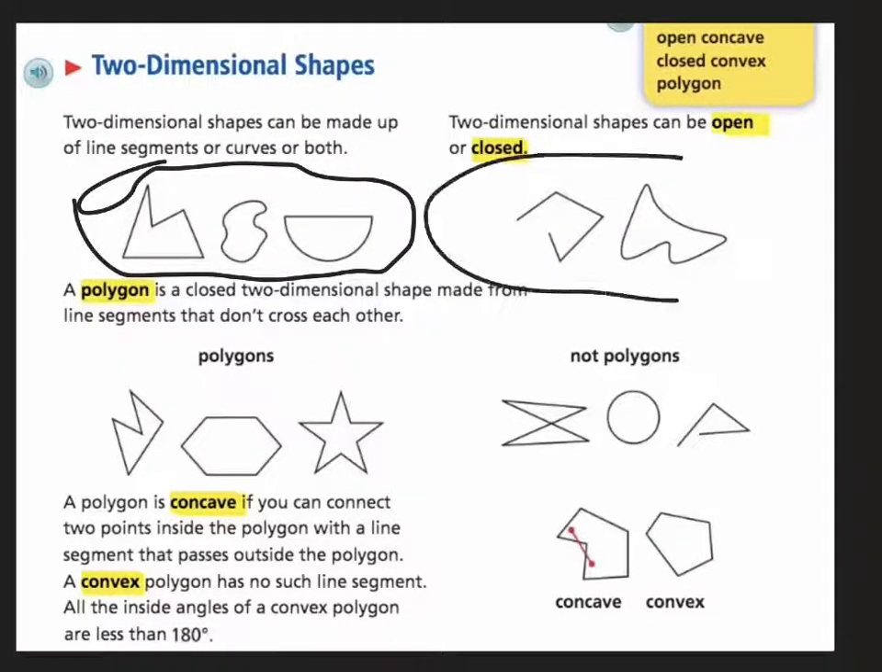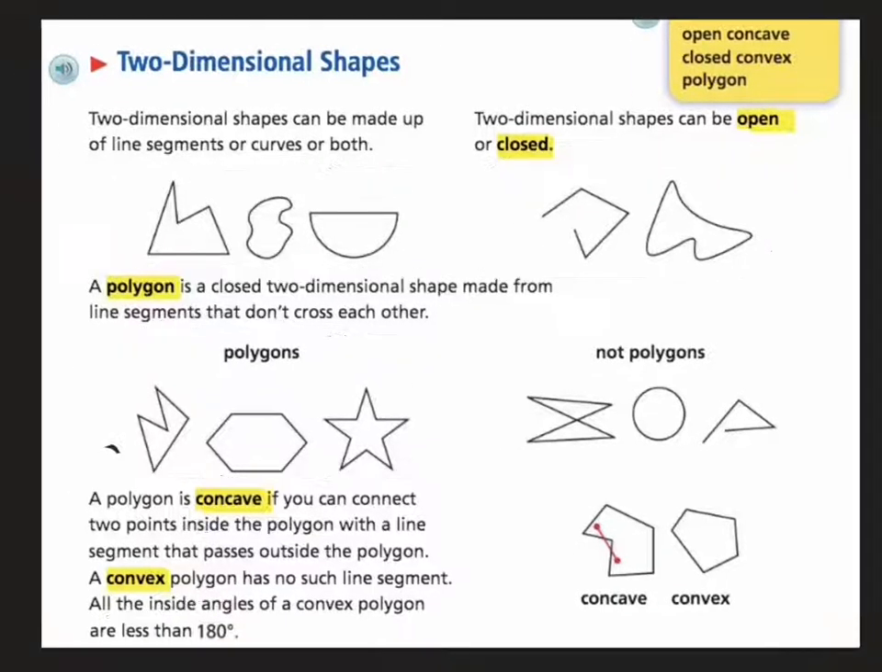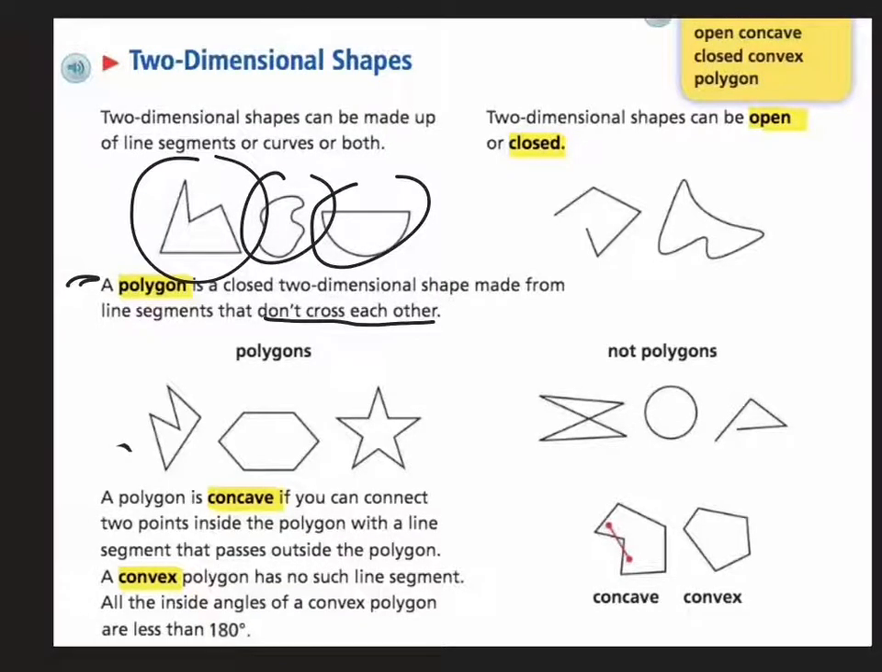They could be open or closed, and they can be polygons. They can be concave or convex. So let's take a second to understand what these mean. The first definition you want to look at is what is a polygon. A polygon is any closed shape. It's two dimensions, so it's flat. It's made up of line segments that don't cross each other. In other words, it's a shape without any intersections on the inside.